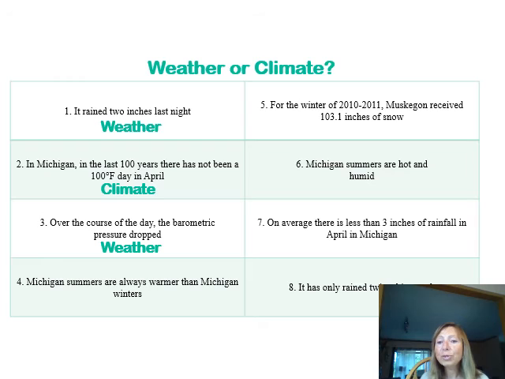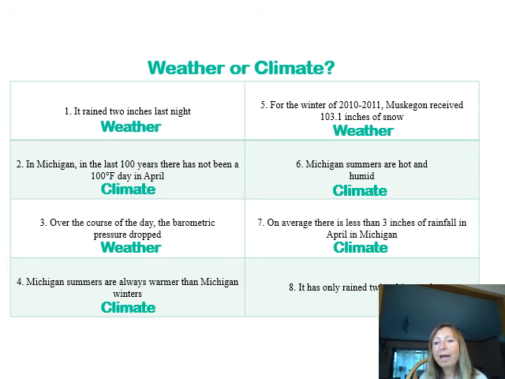Michigan summers are always warmer than Michigan winters. Weather or climate? For the winter of 2010-2011, Muskegon received 103.1 inches of snow. Weather or climate? Michigan summers are hot and humid. Weather or climate? On average, there is less than 3 inches of rainfall in April in Michigan. Weather or climate? And it has only rained 2 hours. Weather or climate?